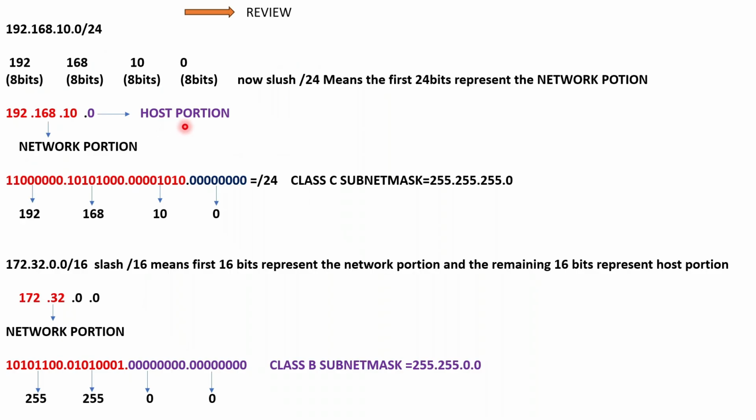Okay, let us have some revision here on what we discussed in the previous video. So ukiangalia vizuri, hii ni chapter ambayo tulidiscuss kwenye video iliyopita, the IP address part 1 video. So as we said, kwa mfano hapa tuna network ya 192.168.10.0/24 network. The /24 means the first 24 bits represent the network portion, then the remaining 8 bits represent the host portion. Remember the range of this class is class C network.